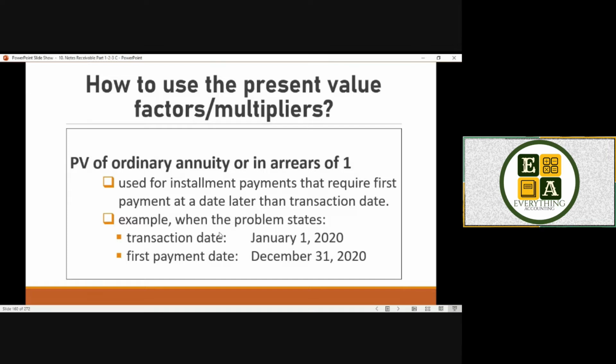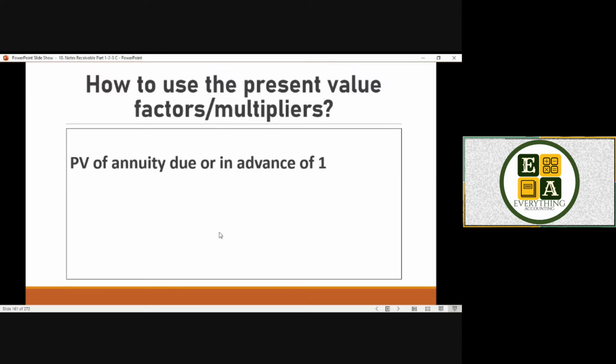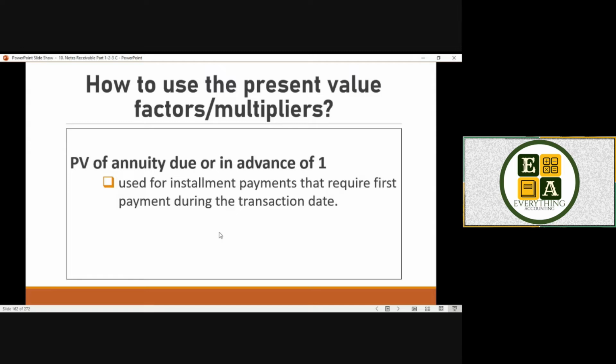So again, dates are important when computing for present value factors, especially for installment payments. So present value of ordinary annuity or in arrears of 1 requires the first payment at a date later than the transaction date. How about with annuity due or in advance of 1? Annuity due or in advance of 1, they are just the same. It is used for installment payments that require first payment during the transaction date.